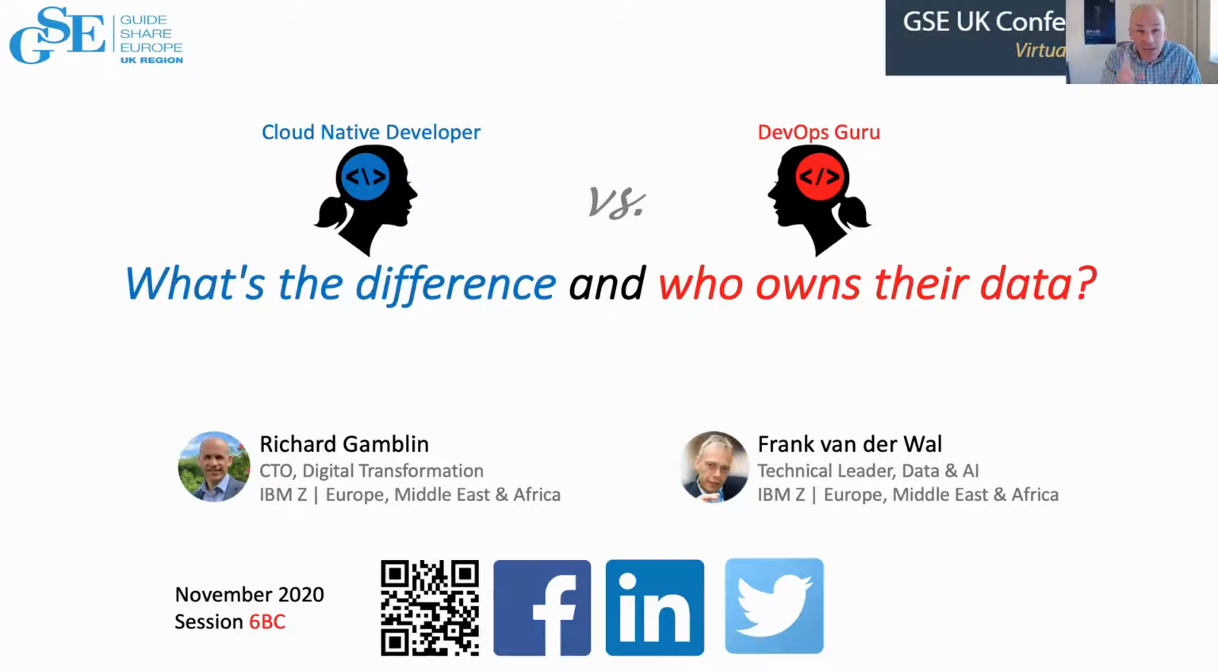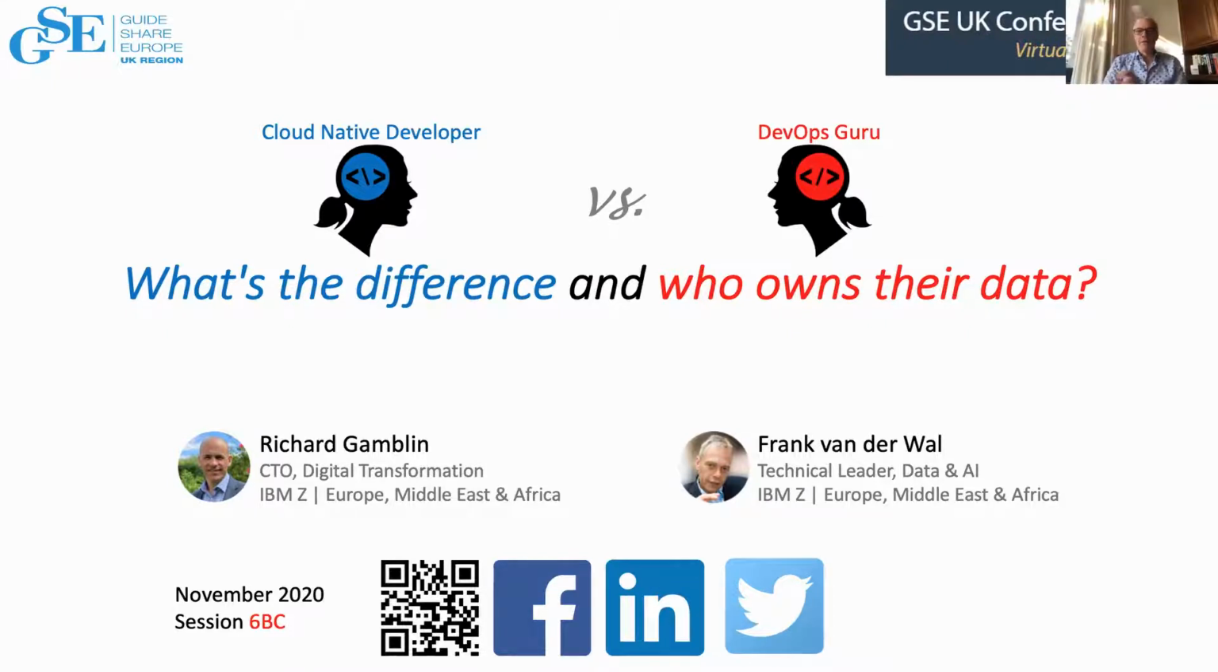I'm the EMEA CTO for digital transformation for IBM Z, which means I work with organizations who are asking the kinds of questions that you can see on the chart here, about cloud native development, about containerization, DevOps, API economy, and how they can exploit all of these new and emerging ways of doing things alongside their mainframe applications and data. I am delighted today to be joined by Frank van der Waal.